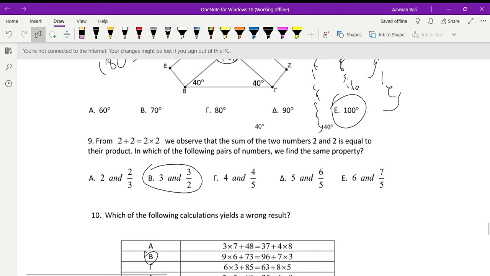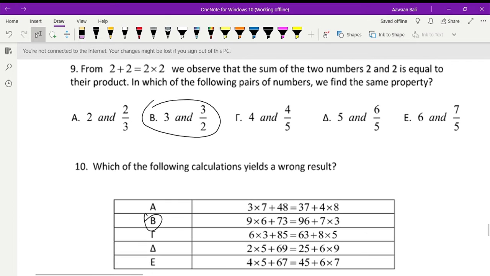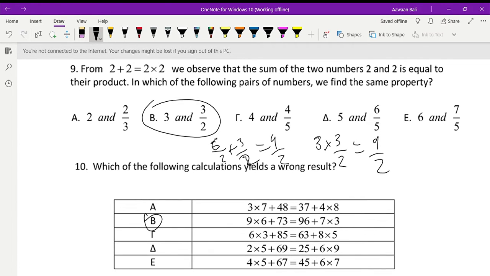Question number 9. From 2 plus 2 is equal to 2 times 2, we observe that the sum of the two numbers 2 and 2 is equal to their product. In which of the following pairs of numbers do we find the same property? Now this will be easy. Okay, so first we have 3 plus 3 upon 2. We can convert the 3 into 6 upon 2. So 6 upon 2 plus 3 upon 2 is 9 upon 2. And now, when we do 3 times 3 upon 2, we do the 3 times the 3, 9 upon 2. So therefore the answer is beta.